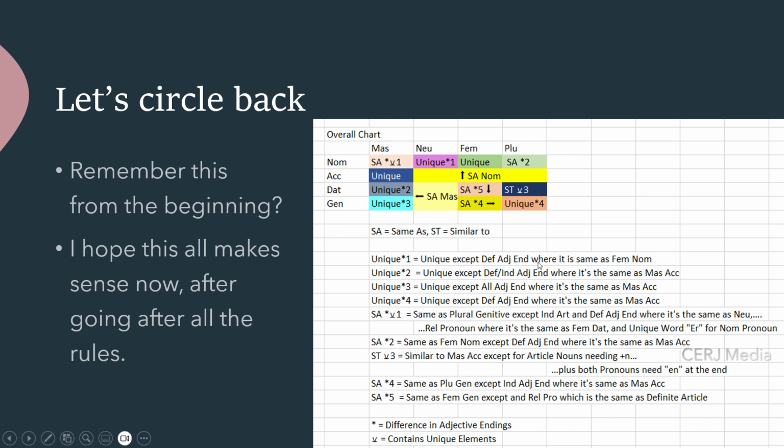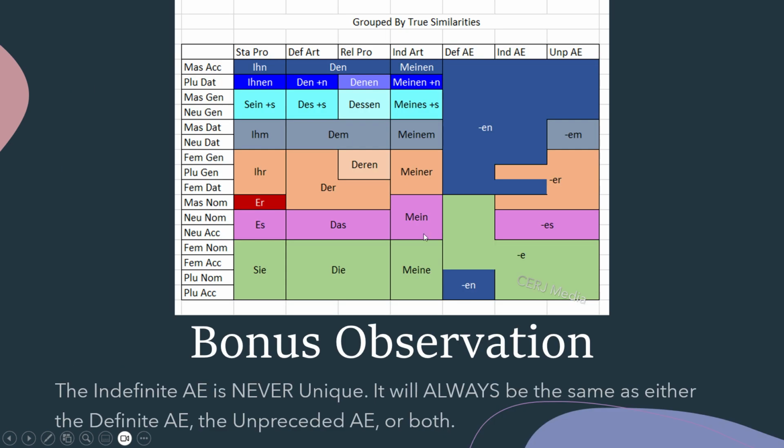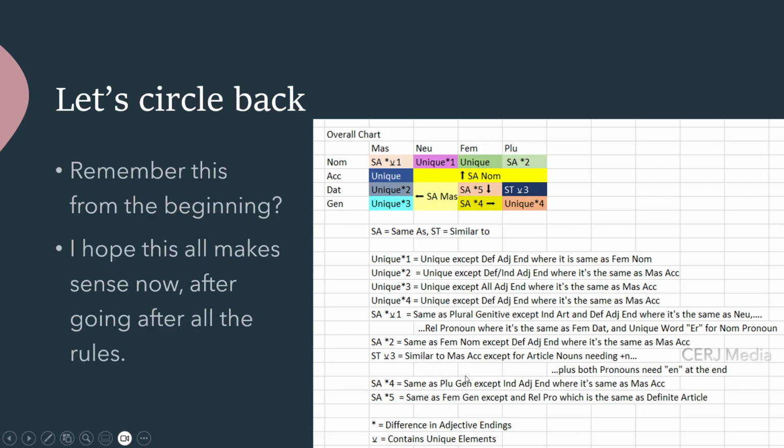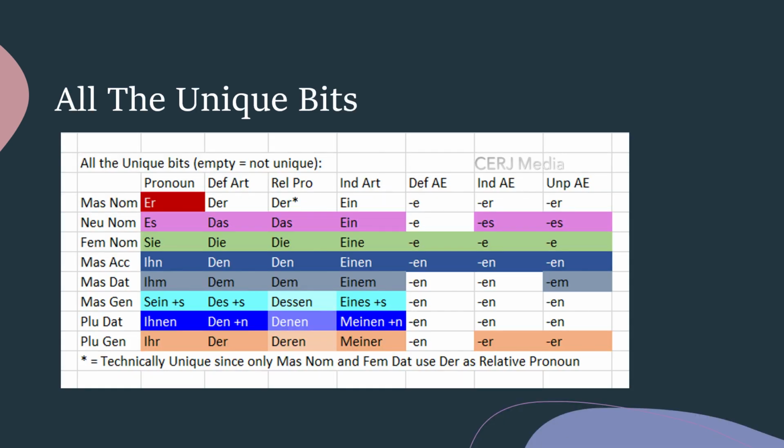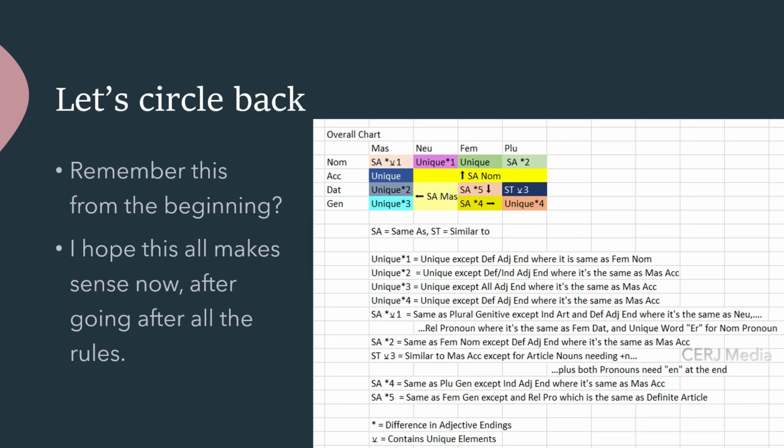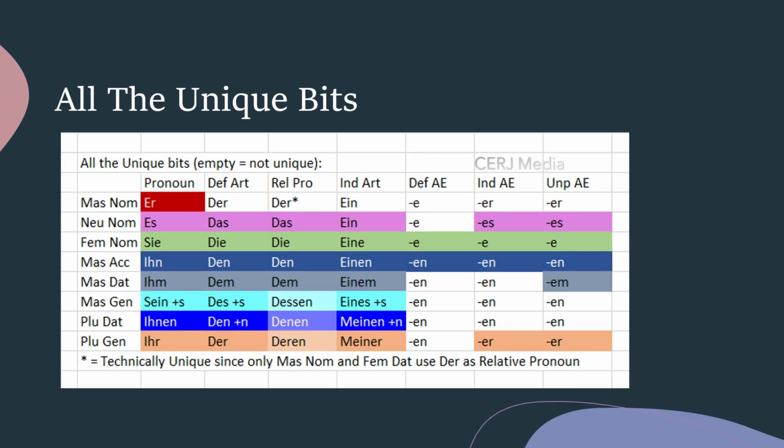Unique *2: unique except the definite and indefinite adjective endings, where it's the same as the masculine accusative. That would be this gray one right here. As you can see here, this is mostly gray, except for these two right here, which are not unique. And you can read all of these because it's basically all the stuff that we already talked about. But this in combination with all of the unique bits, you look at these two back to back, that's all of the information you need. Rather than having to remember all 16 times 7 elements, you just remember this chart right here and all of the unique bits, and boom, you have all of the information.